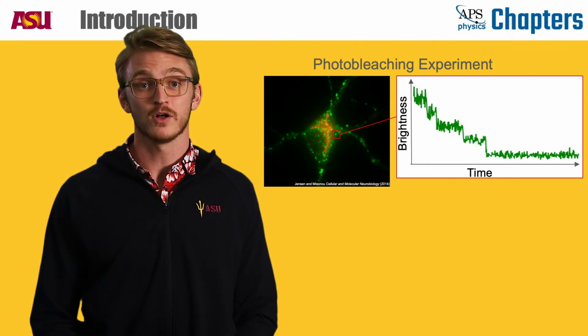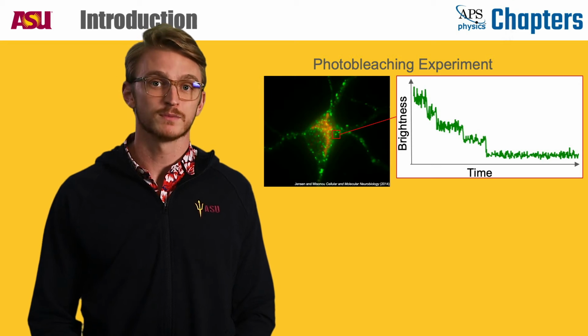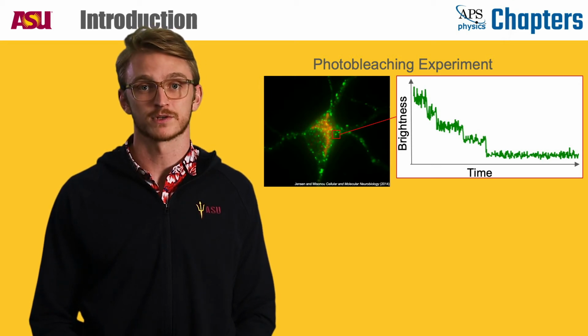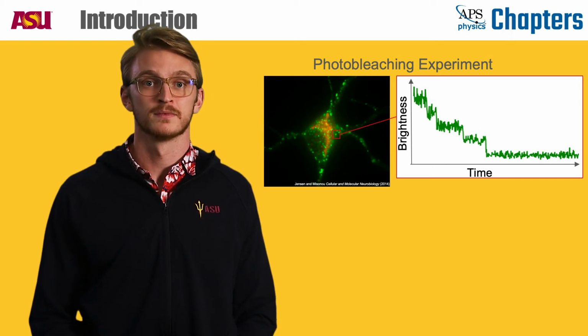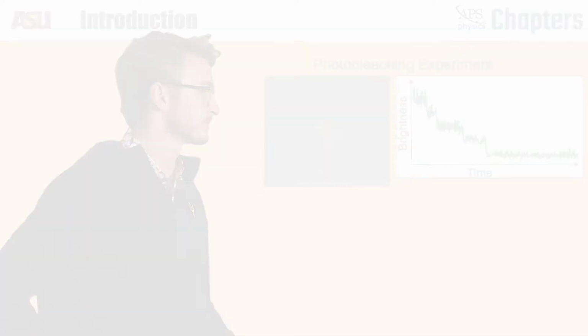But hope is not all lost. You still have information about how many fluorescent labels are in your blob, because a blob with many fluorophores in it will be brighter than a blob with few fluorophores. This brings us to what is called counting by photobleaching methods.